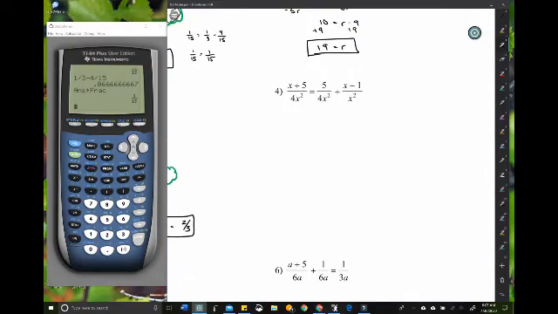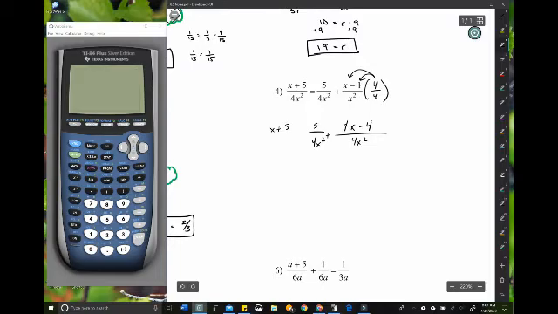So 4x squared. The only thing that's missing is a 4. So 4 over 4 to the last fraction. Again, distribute. So 4x minus 4 all over 4x squared. That would be that fraction. Middle fraction, nothing needs to happen to it. And last fraction, nothing needs to happen to it either.